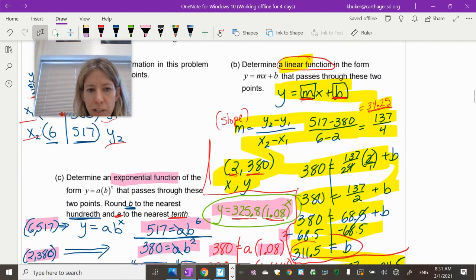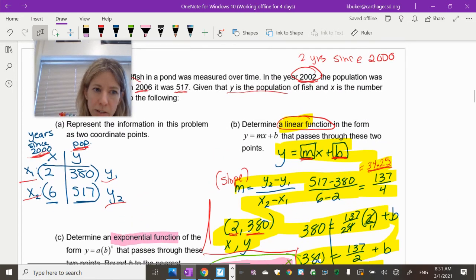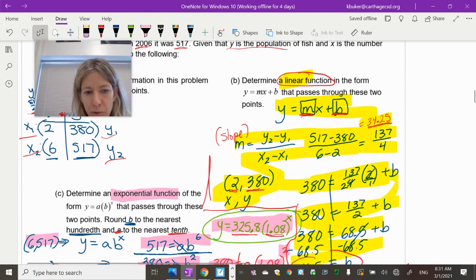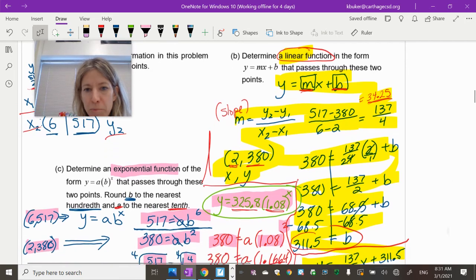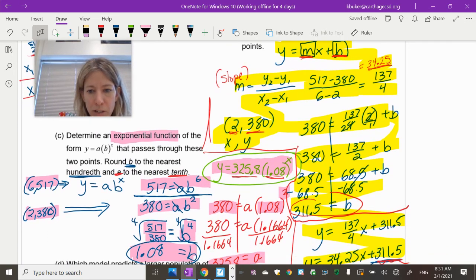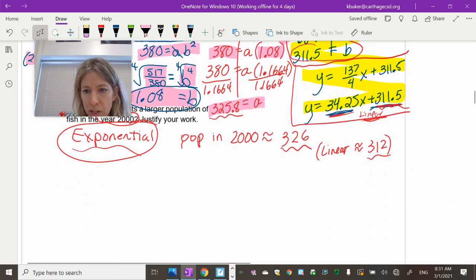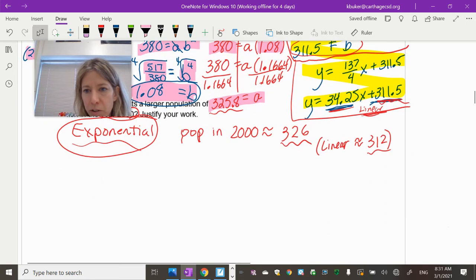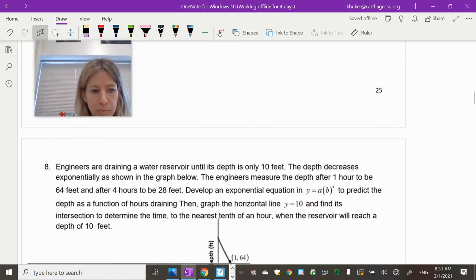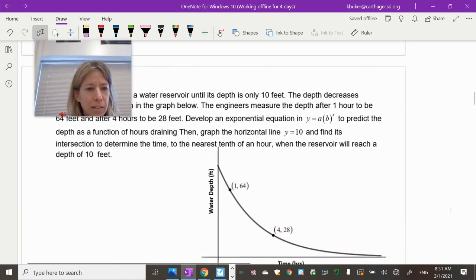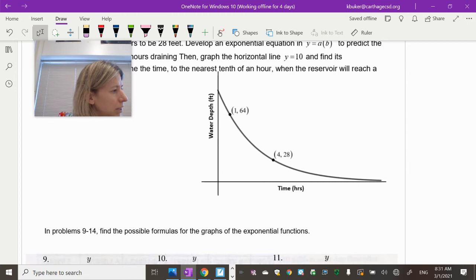All right, so this example basically tells us if they give us two coordinates, there's more than one function that we could create. With population, we tend to use exponential. Population grows exponentially usually, but they had us do the linear as well just to compare. Okay, number 8, we are going to skip.